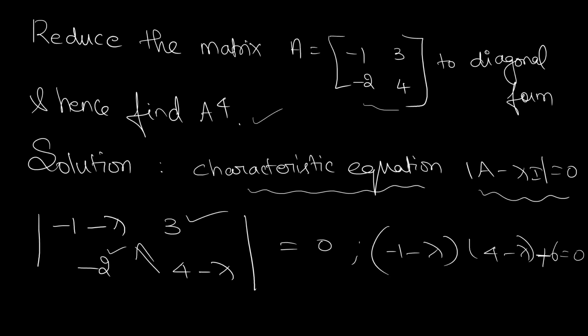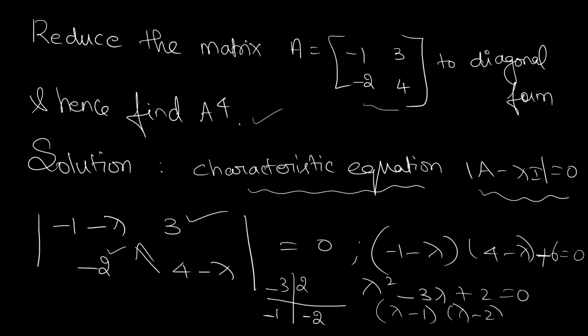And if we simplify this, we will get the quadratic equation lambda square minus 3 lambda plus 2 is equal to 0. Already, as I told you, you can use the T method, that is, you have to write two values in such a way that if you multiply you should get 2, and if you add you should get -3. So we can factorize this as (lambda minus 1) into (lambda minus 2) is equal to 0. Therefore lambda is 1 and 2. So these two are the eigenvalues.